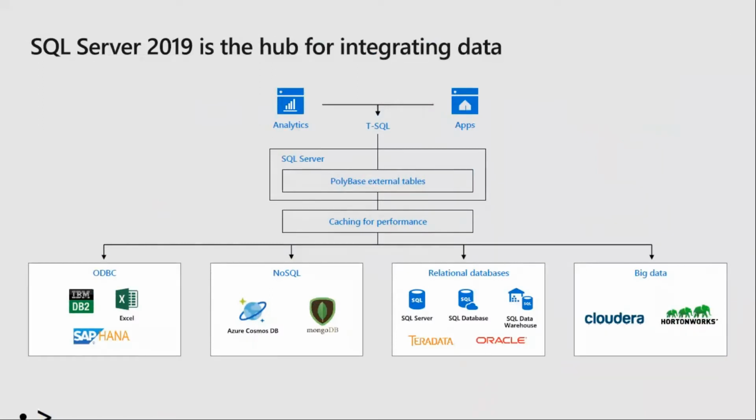SQL Server is the hub for integrating data. If you have data integration needs, where multiple departments within your organization are recording data in different data stores, and you need centralized reporting, centralized analysis, and different kinds of requirements, you can integrate it using PolyBase technology. That covers ODBC, Open Database Connectivity, IBM DB2, Excel, SAP HANA, NoSQL databases like Azure Cosmos DB and MongoDB, relational databases like SQL Server, SQL Database, SQL Data Warehouse, Teradata, Oracle, and big data such as the Cloudera and Hortonworks distributions of Hadoop. From all of these data sources, you can bring data into SQL Server 2019 using a technology called PolyBase.